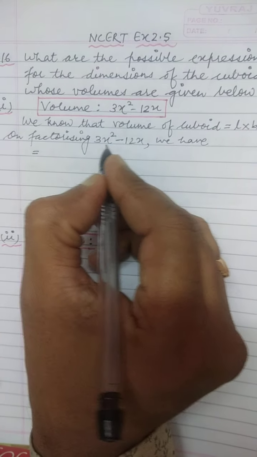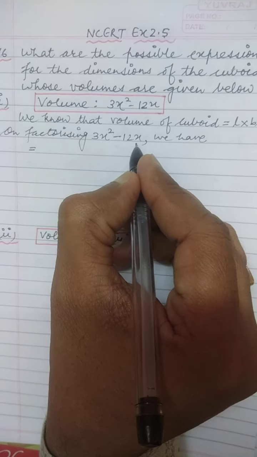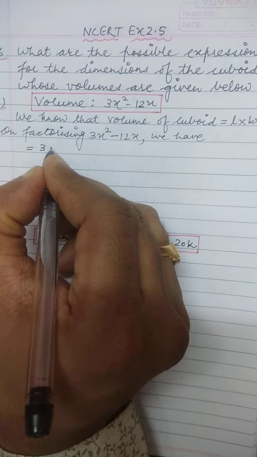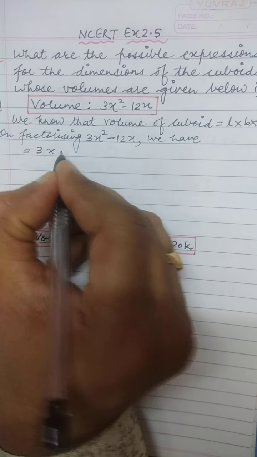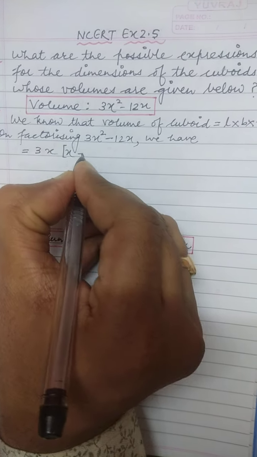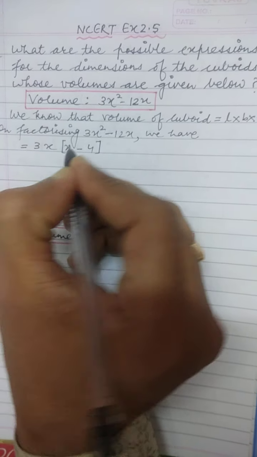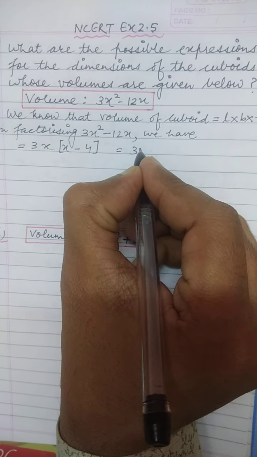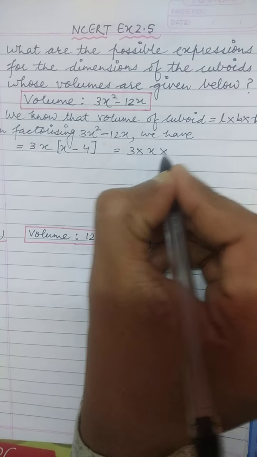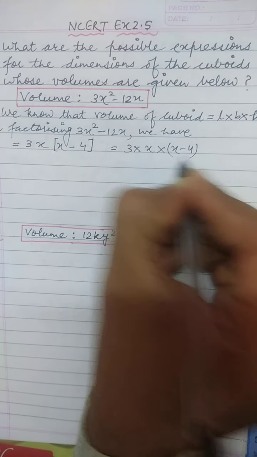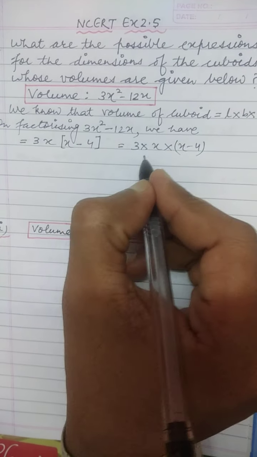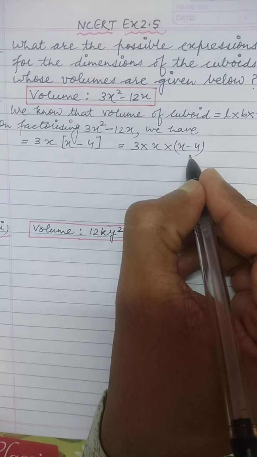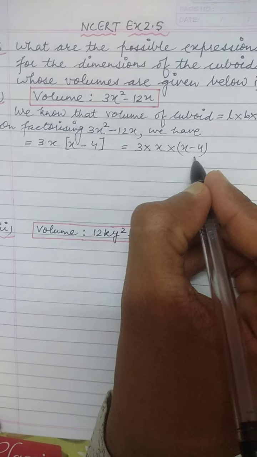you can see, we can take 3 common and x also we can take common. So taking 3x common, we get x minus 4. So now we are getting 3 factors as 3, x and x minus 4. So here 3 can be length, x can be breadth, and x minus 4 can be height.